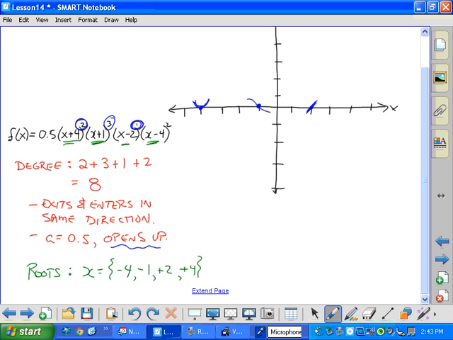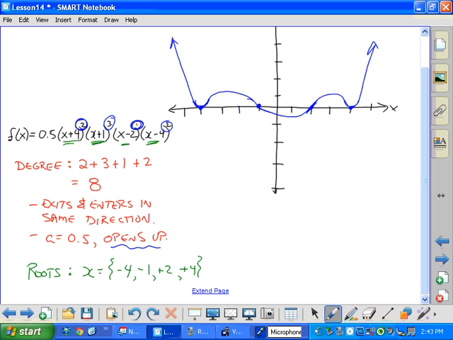And at positive 4, 1, 2, 3, 4, we're back to a parabolic shape. Now I'm going to be above the x-axis, so my parabola has to look like that. Now I just have to connect all my shapes together, and we end up with a graph that looks like this.